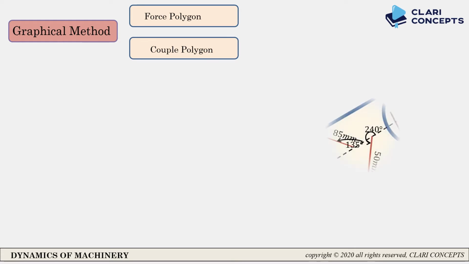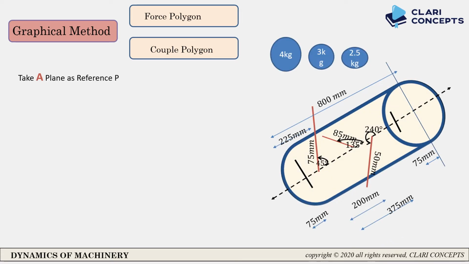So here I am drawing, first taking plane A as the reference plane. Now a question arises in your mind: why do you have to take plane A as the reference plane, or why don't you take plane B as the reference plane? You can take any one as a reference plane, but whichever plane has more unknowns will be your reference plane. Here plane A and plane B both have more unknowns, so I am taking plane A as the reference plane. You can take plane B as the reference plane as per your convenience.